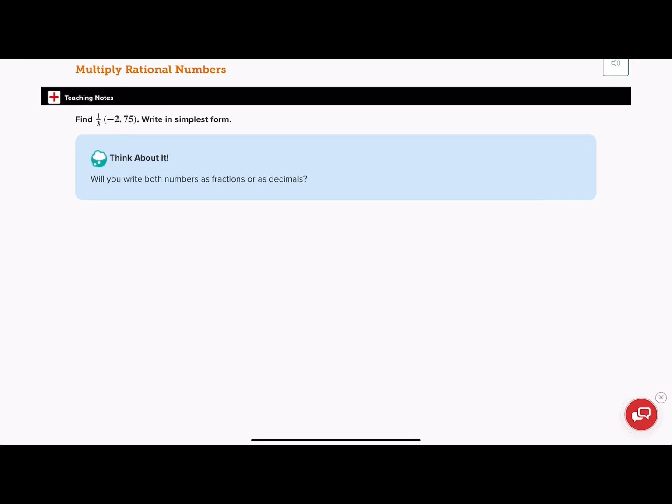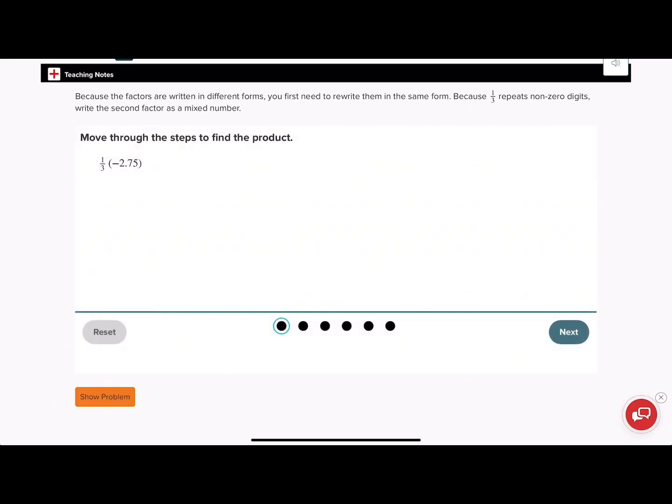Multiplying rational numbers, example 3. Find 1/3 times negative 2.75. We need to write this in simplest form. Because the factors are written in different forms, you first need to rewrite them in the same form. Because 1/3 repeats in non-zero digits, write the second factor as a mixed number.